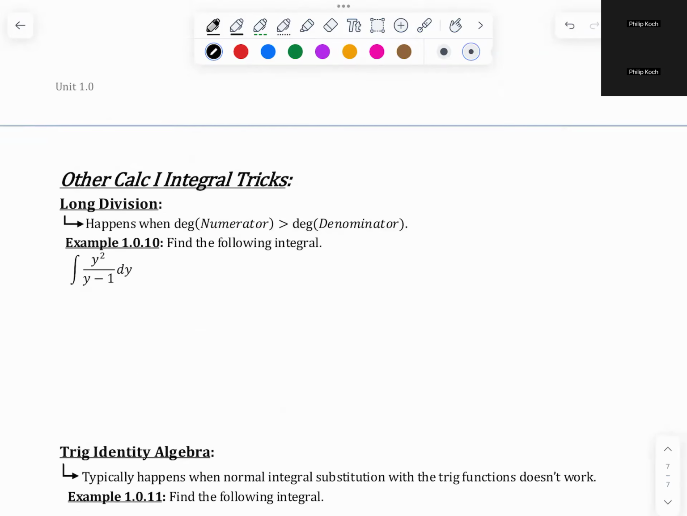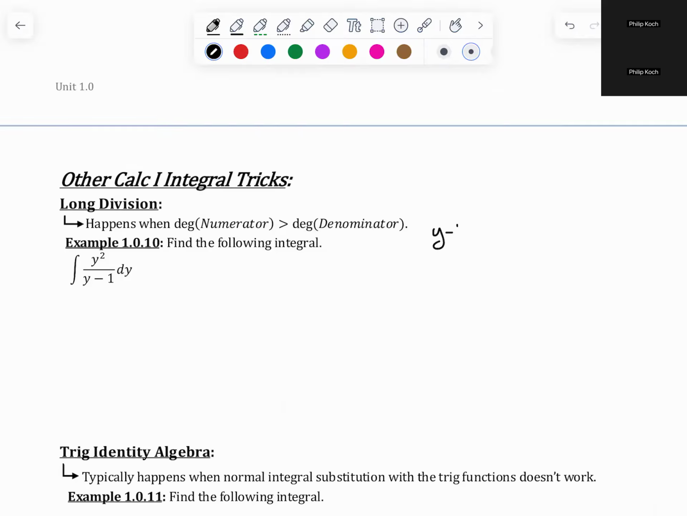You can use reverse engineered U substitution, but that's only because it's y squared. If that was like y to the 15th, it would not be nearly as feasible. So sometimes you have to do long division. We can do synthetic on this one, luckily, because it's y minus 1, but that's going to be very rare for us. So let's just go ahead and deal with the long division.